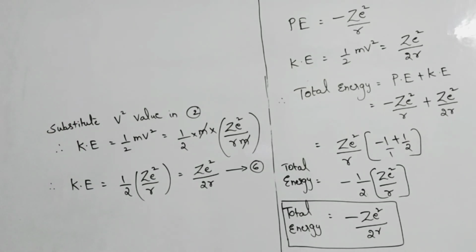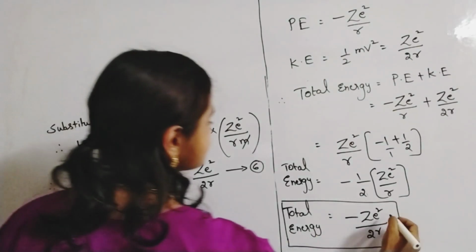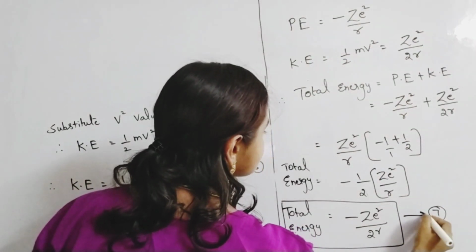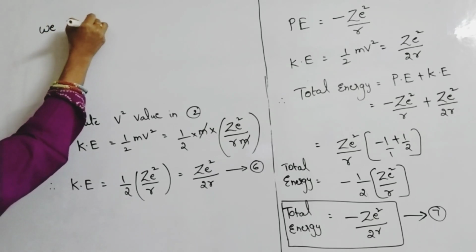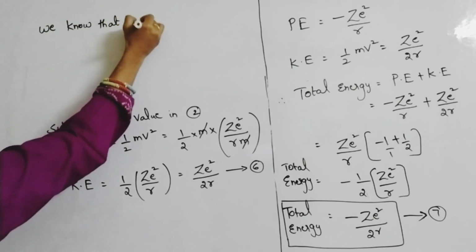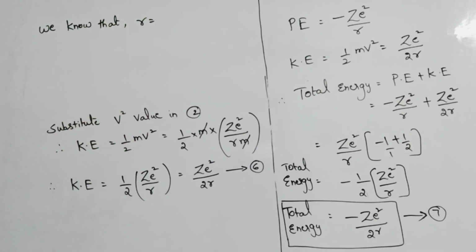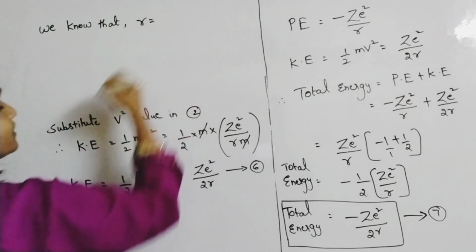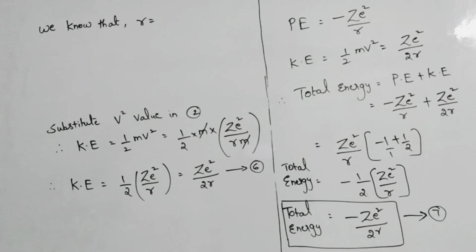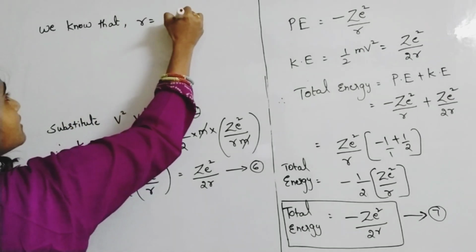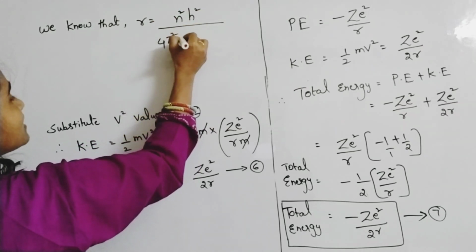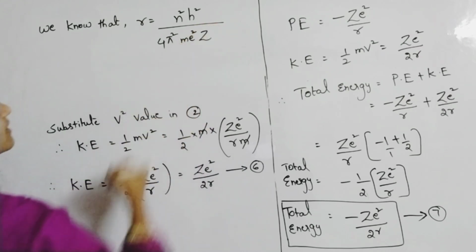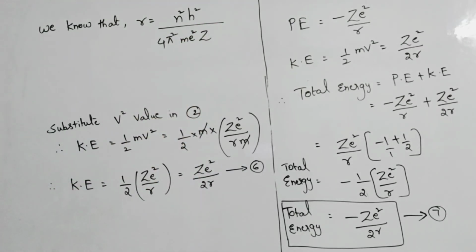Okay, now we know that this is the seventh equation. Now here what will we write? We know that the r value, the radius of Bohr's nth orbit, is equal to n square h square by 4 pi square m e square z. This is the value for r.